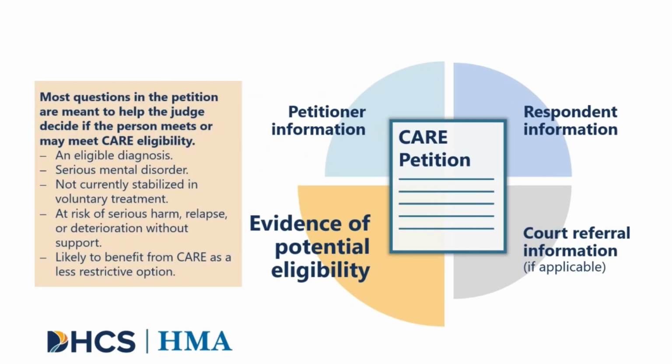Most questions in the petition are meant to help the judge decide if the person meets or may meet CARE eligibility. I'll be speaking to each of these with some examples shortly. If you are a lay individual, such as a family member, first responder, or roommate, include specific, clear observations and any relevant details that could help the court make an informed decision. If you're a behavioral health professional, you can provide additional clinical information, insights, and details that will help determine eligibility. As a reminder, you don't need to provide exhaustive information, just enough for the judge to determine that the person may be eligible. And keep in mind that the respondent will receive a copy of the petition.